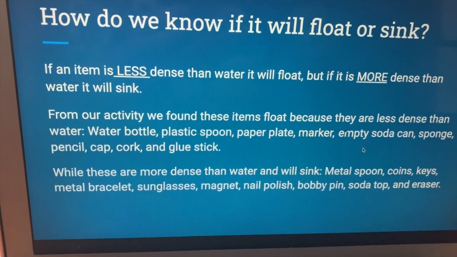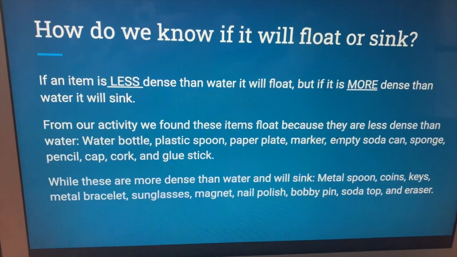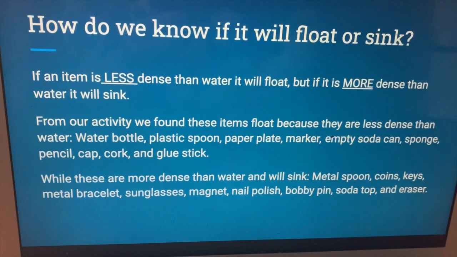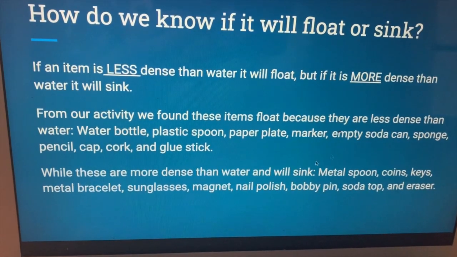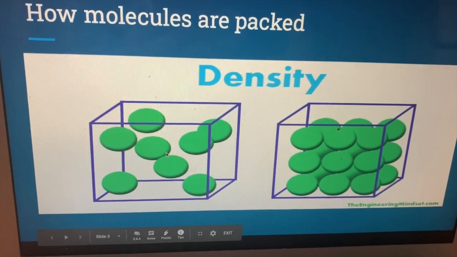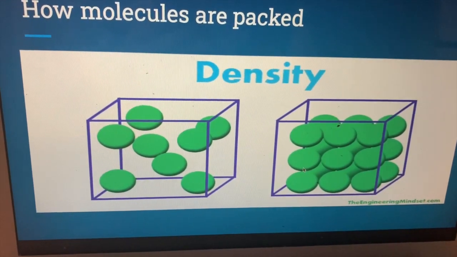Okay, so if an item is less dense than water, it will float. But if it's more dense than water, it will sink. So if the item is less packed, like we've seen in this previous picture, if it looks like this, it's going to float. Where if it looks like this, it's going to sink.